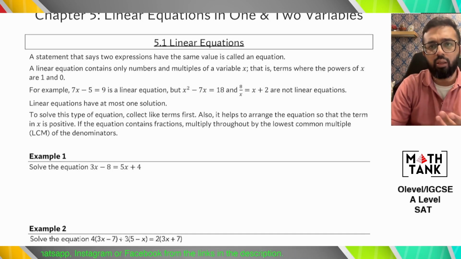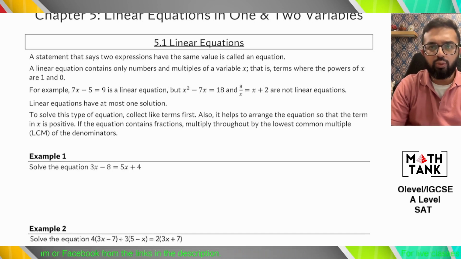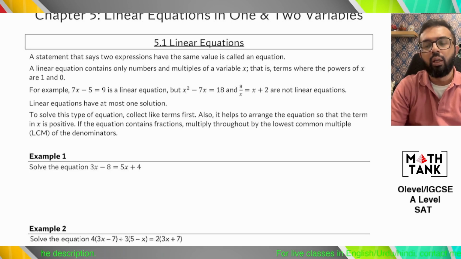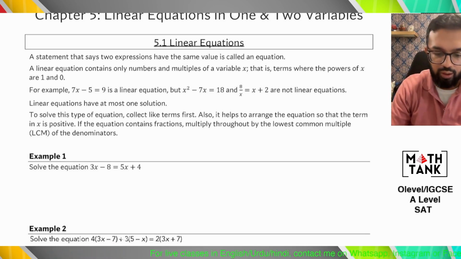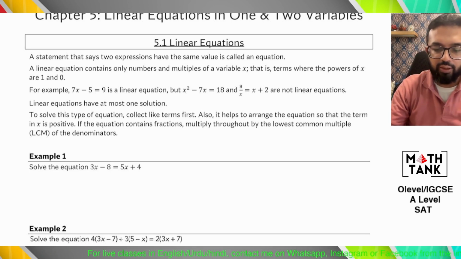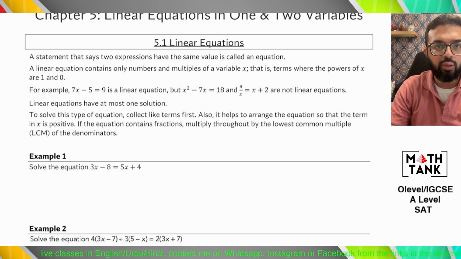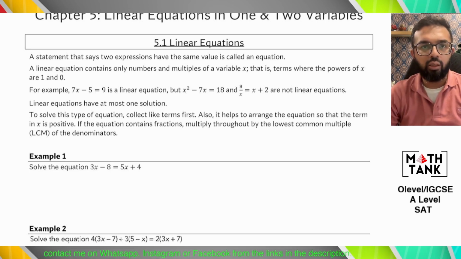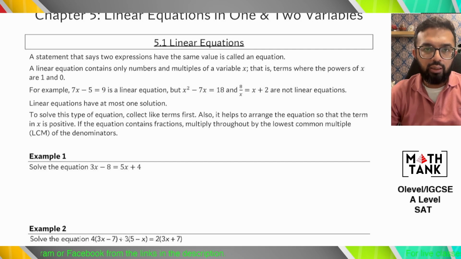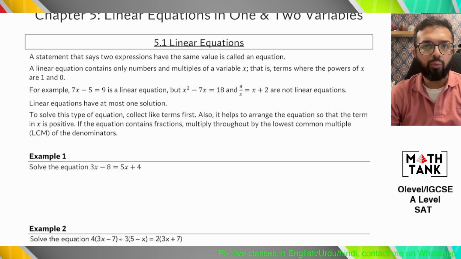So when you're talking about linear equations, they're just equations that have variables with the power 1. So you won't see power 2 or power 3 like we were seeing in the previous video when we were solving algebraic fractions. A statement that says two expressions have the same value is called an equation. So wherever you have an equals sign, a linear equation contains only numbers and multiples of a variable x, that is, terms where the powers of x are 1 and 0. You don't need to worry about that. Honestly, this is something out of a book.